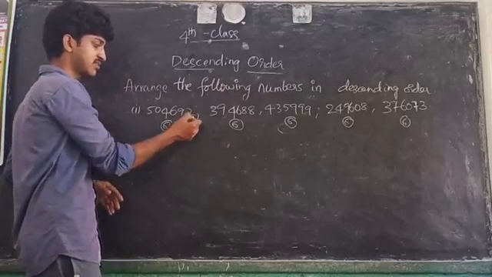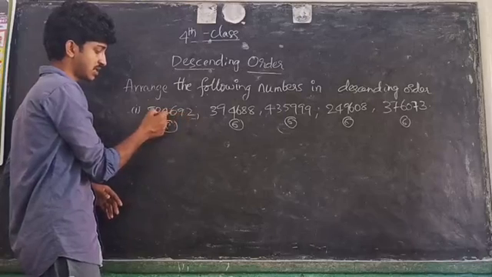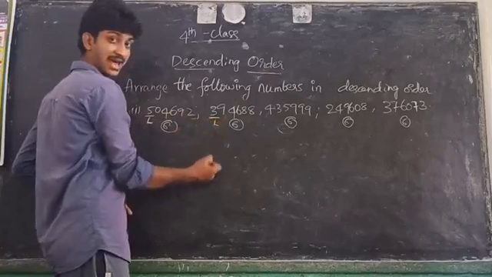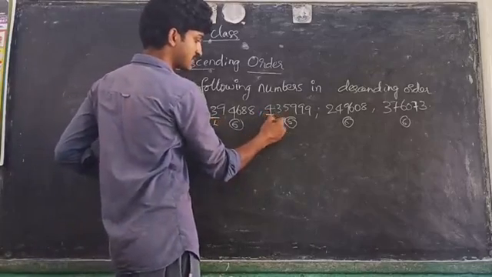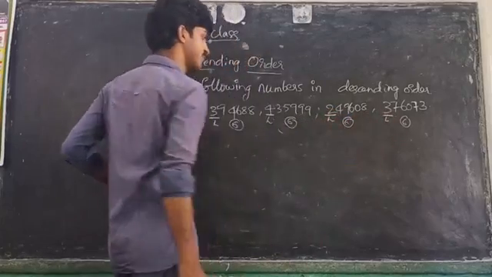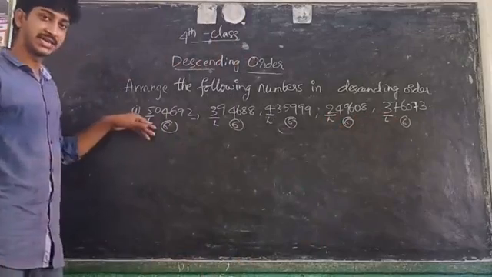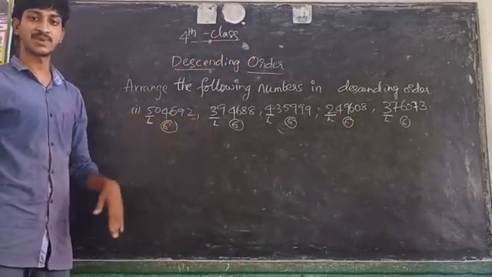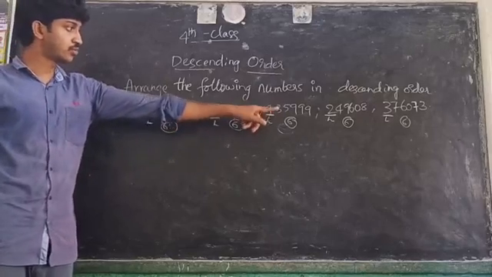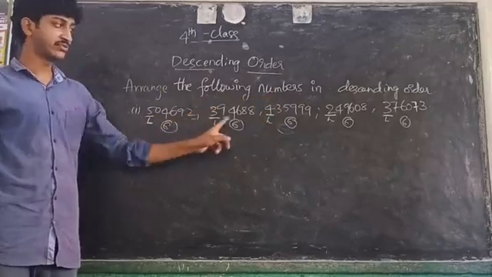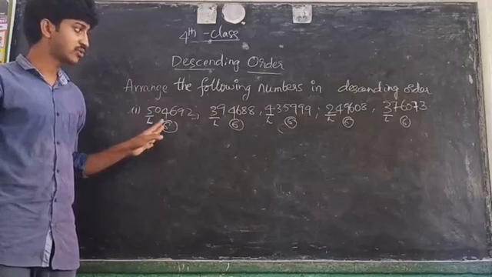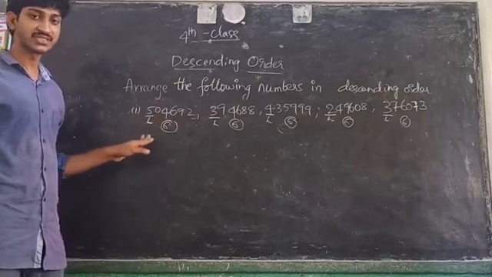The places are 1, 10, 100, 1000, 10,000, lakhs. Here the lakhs place is the highest place, in every number. Now compare each and every number's lakhs place. In these, 5, 3, 4, 2, 3. Among these numbers, which one is greater? 5 is the greater number.